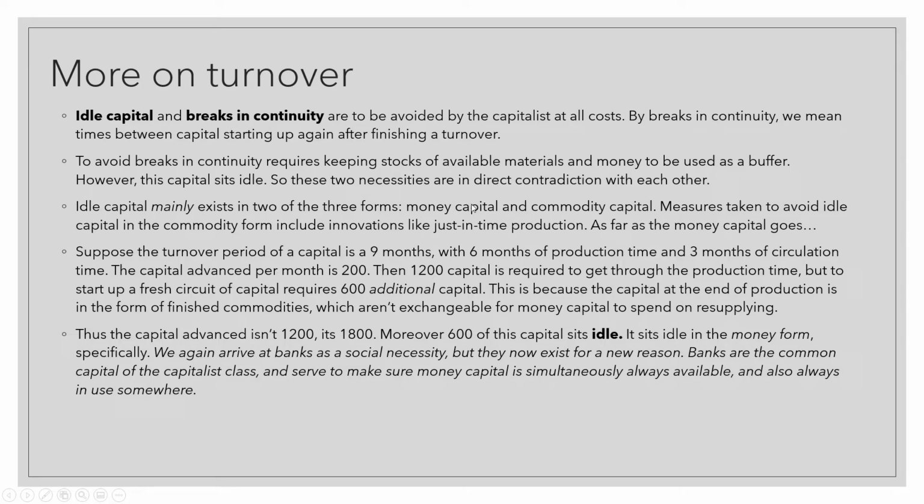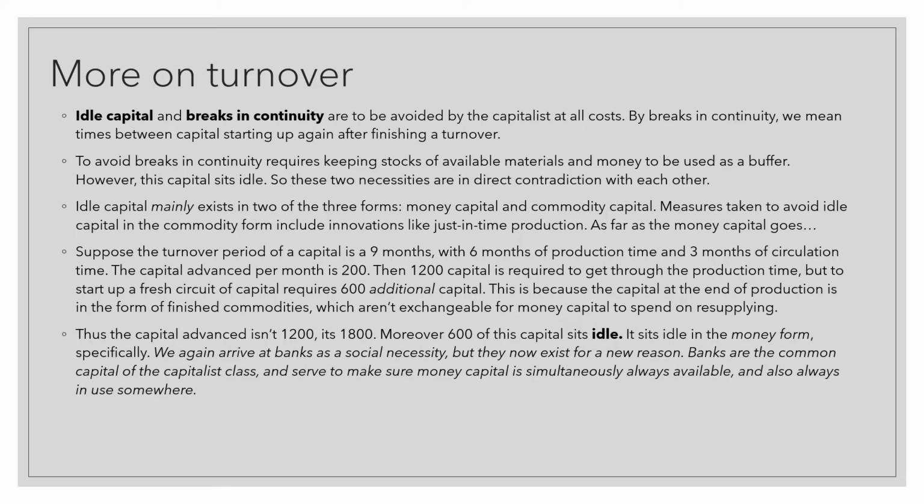But there's a contradiction here, because if I'm hoarding money capital or commodity capital or really anything that I'm not using, then that's idle capital. That's not capital anymore. Capital is this stuff in motion, right? It's the flow. If I'm hoarding something, then I'm hoarding things that could be used as capital, but they are not currently capital. They're just sitting there. And so avoiding breaks in continuity requires an accumulation of idle capital. So we have a bit of a contradiction here, and what this contradiction leads to is a different kind of technological dynamism.